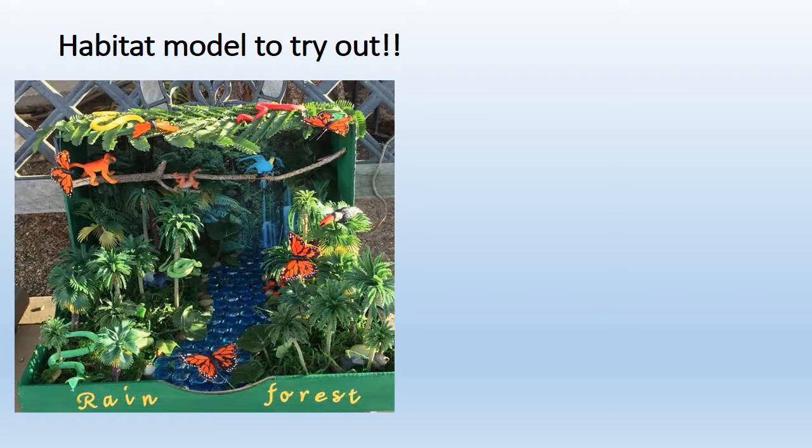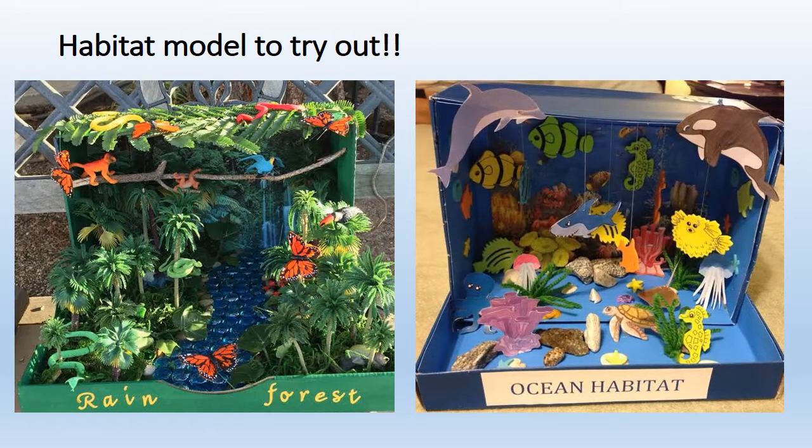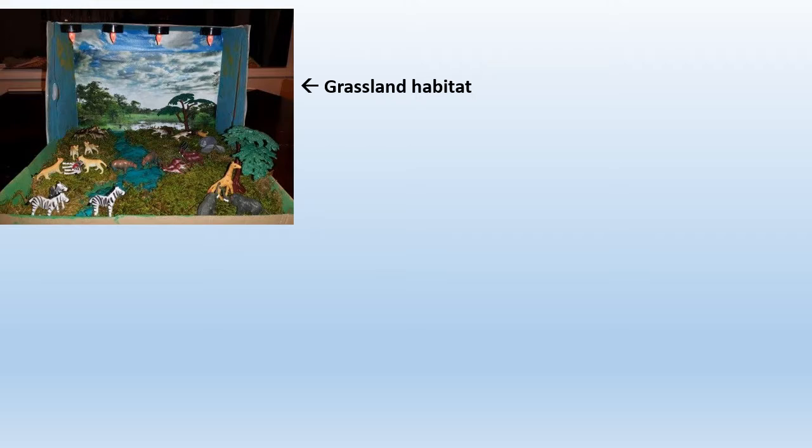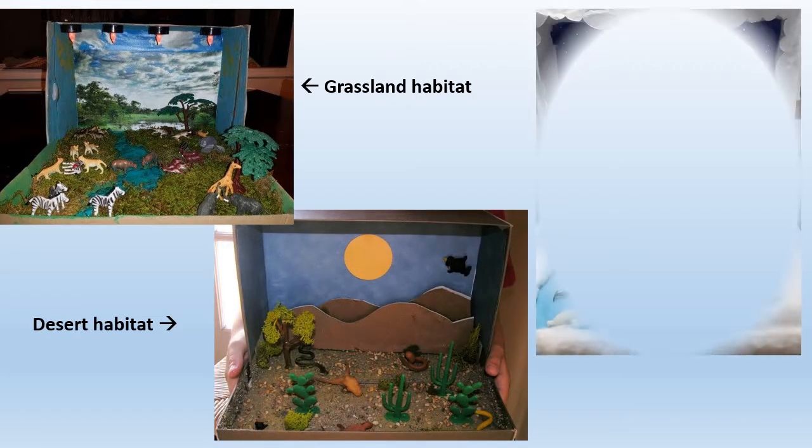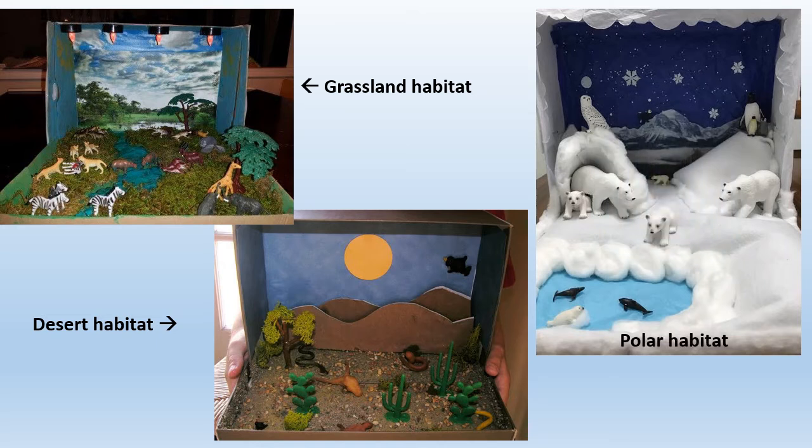Habitat models: you can try out and make a video of your own. These are small shoe boxes which are used. There are different habitats you can try out, like the rainforest, ocean habitat, the grasslands, the desert habitat, even the polar habitat.